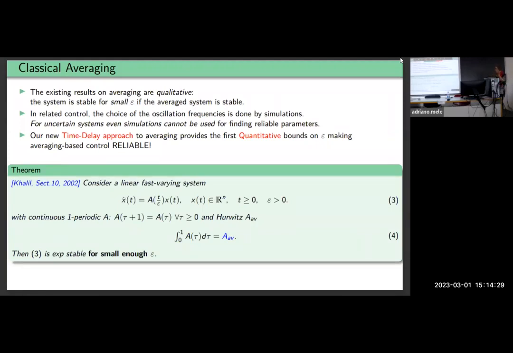And the basic classical theorem for averaging, I'm referring here to the book of Khalil, but of course it was proved about 60 years before today, I mean, not before Khalil. Here it is before 40 years, yes? So the classical result sounds like this. If the average system is stable, then for small enough epsilon, your system is stable. But there are no hints how to find this epsilon.